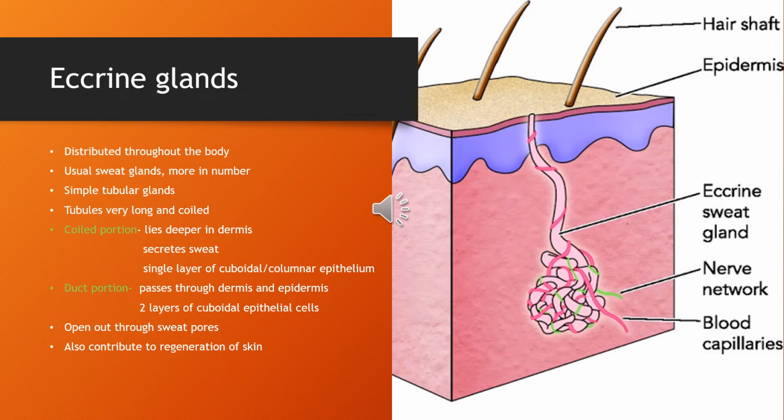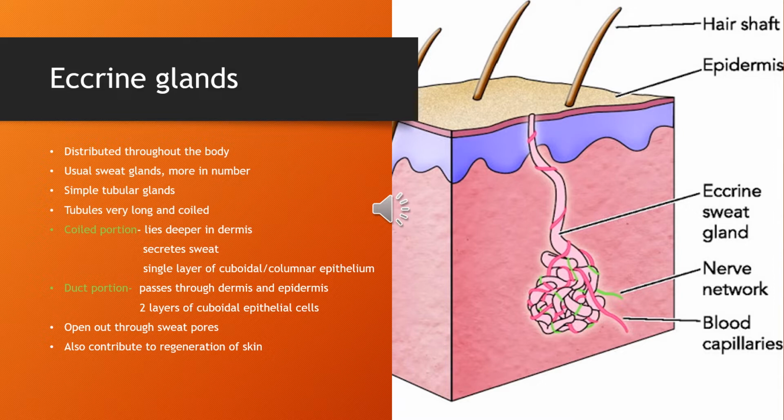The merocrine or eccrine glands are present in the skin all over the body, and they are the usual sweat glands which are found to be more in number. These glands are simple tubular glands whose tubules are very long and coiled. They consist of two portions, a coiled part and a duct part.